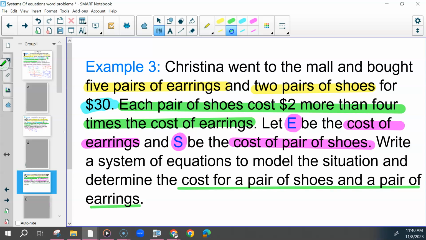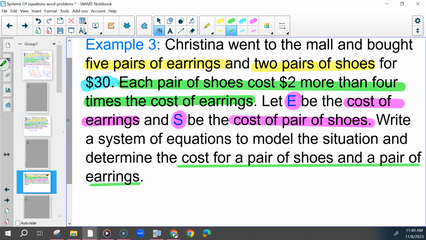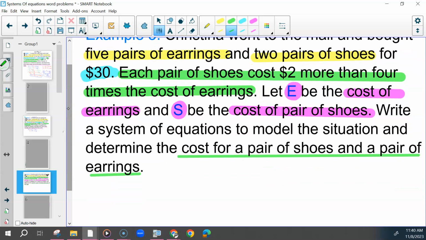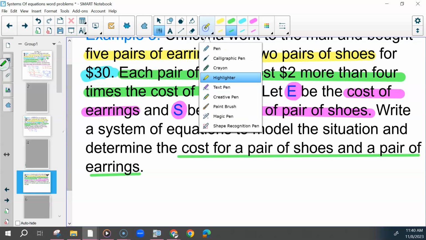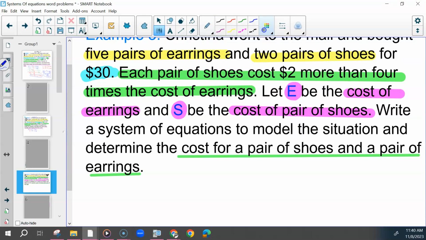Alright. Now, this one's a little different because of this sentence. This is going to be set up just like before, but this one's going to be different. So let's set up this one. How would I set up this equation? With the 5 pairs of earrings, the 2 pairs of shoes, and the $30. 5E plus 2S equals 30.